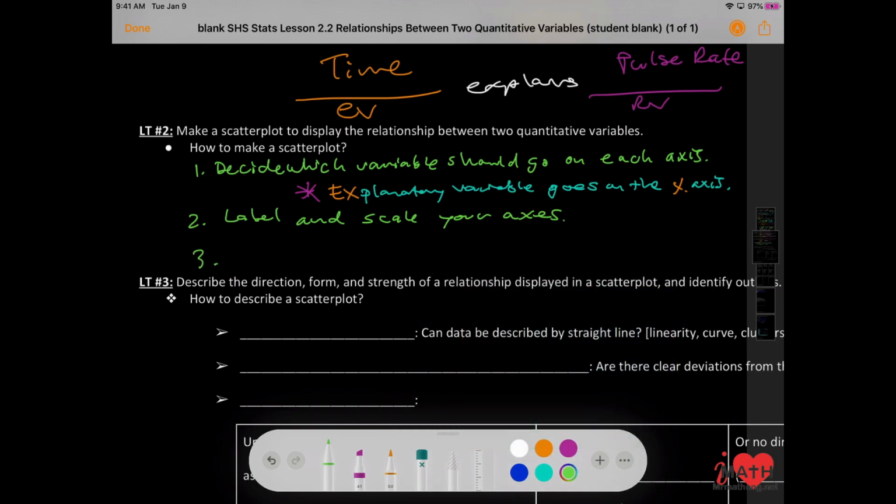Number 3, plot individual data values. It's going to be the ordered pairs in quadrant 1. All right.